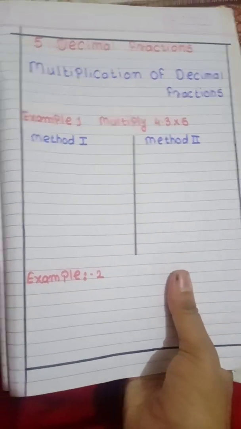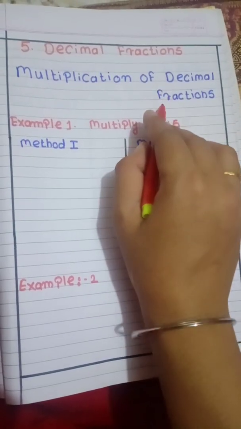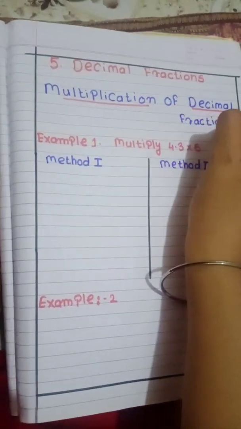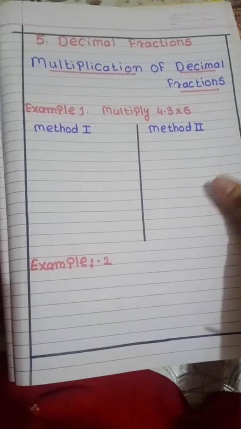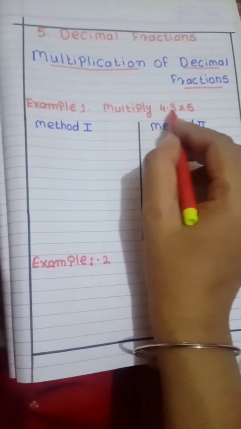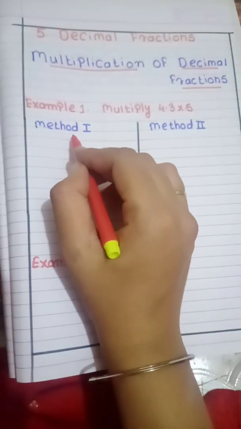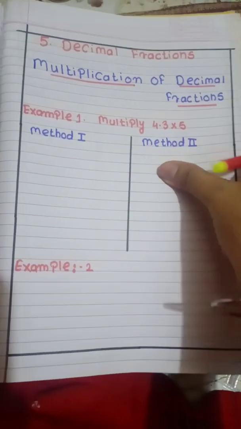Students, today we are going to start multiplication of decimal fractions. We are going to see how to multiply decimal fractions. So let's see examples. Example number 1, multiply 4.3 by 5. I'll show you two methods. Let's start with our first method.